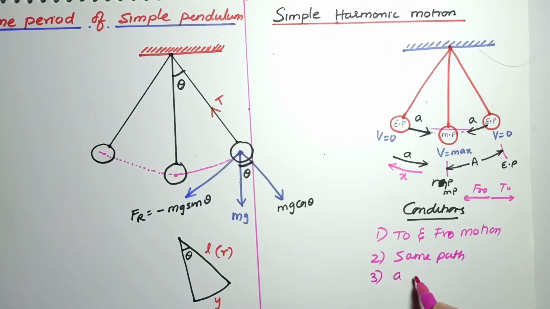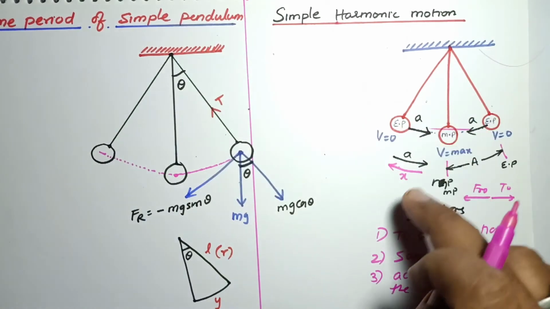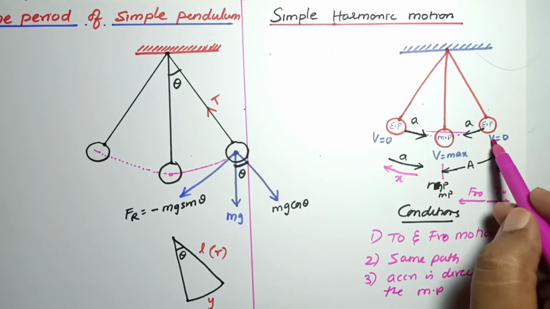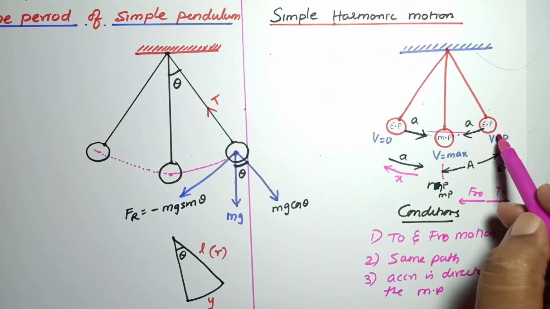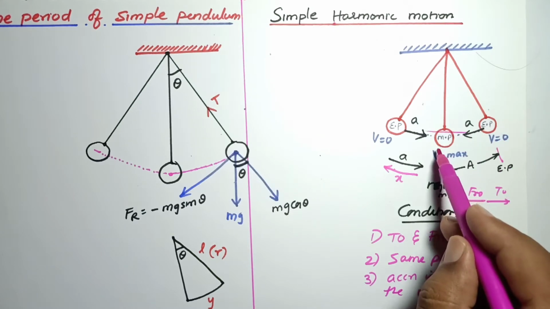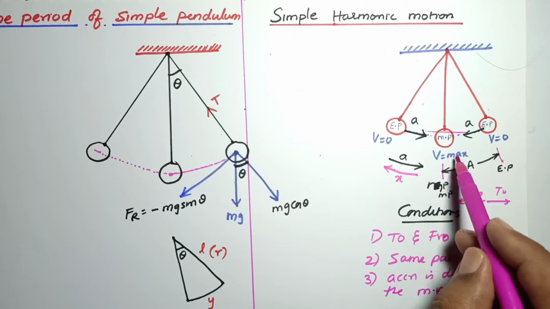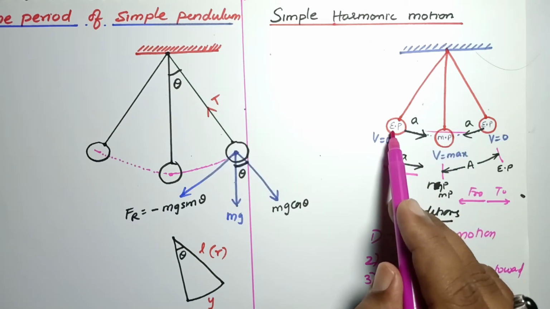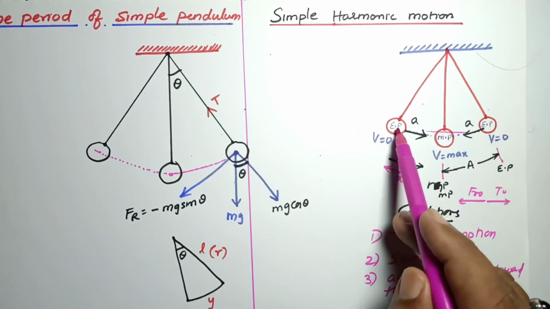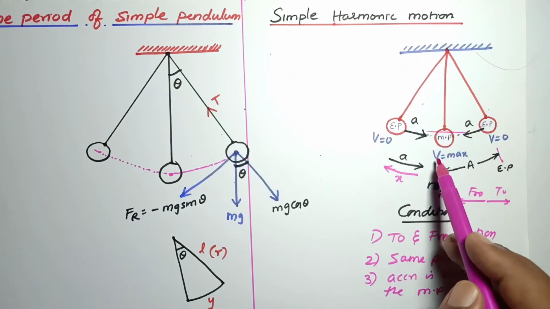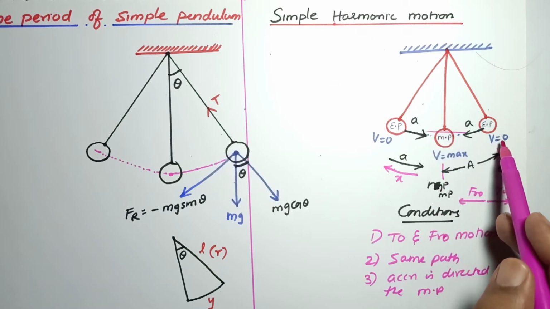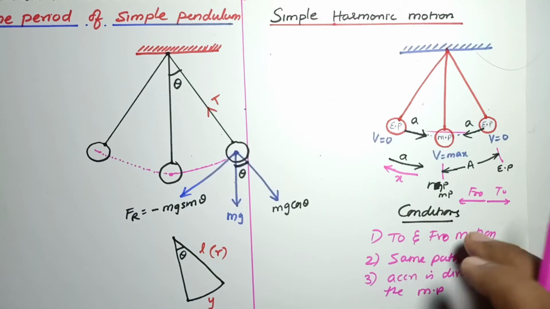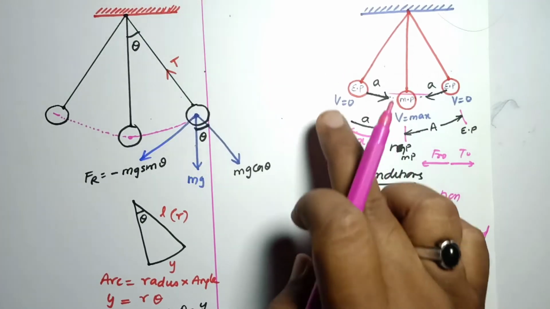Third one is acceleration is directed towards the mean position. See, acceleration is always directed towards the mean position, and here velocity is 0 at this place because the bob is going to stop here. Here at this place, which is called the mean position, velocity will become maximum. At the extreme position the bob is going to stop and return back. So velocity is maximum at the mean position and 0 at the extreme positions. Acceleration is always directed towards the mean position.